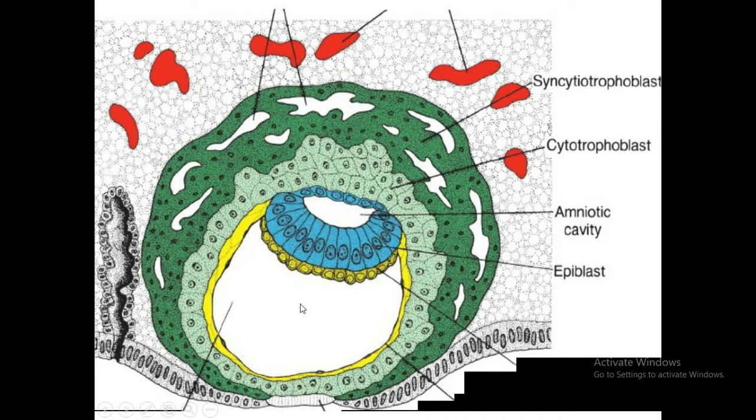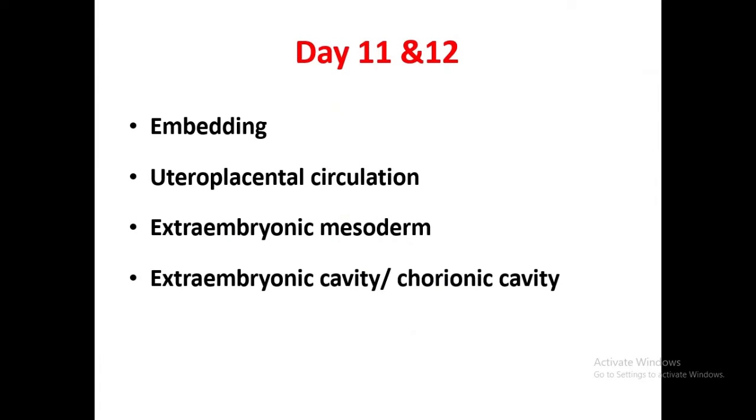So, at day 9, we have the lacunar stage of the trophoblast, Heuser's membrane, and the primitive yolk sac. Now come to days 11 and 12. Here, embedding is an important point. There is also formation of the uteroplacental circulation, extraembryonic mesoderm, and formation of the chorionic cavity.